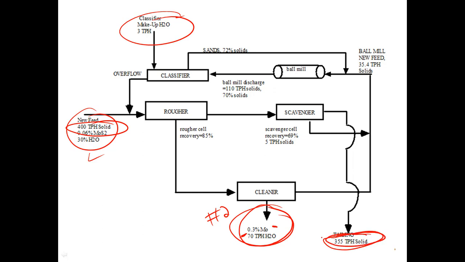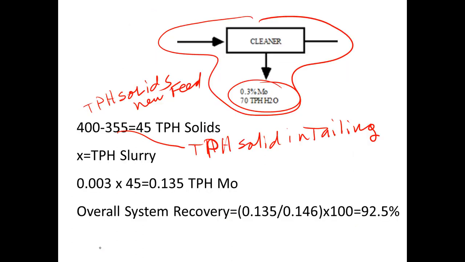Outflow, we have the tailings. So the difference between the new feed and our tailings are the solids in the cleaner. So that's where those values of 400 and 355 come from, giving us 45 ton per hour solids in the cleaner concentrate. This is just an appendage from earlier, since we already know the water is given here.